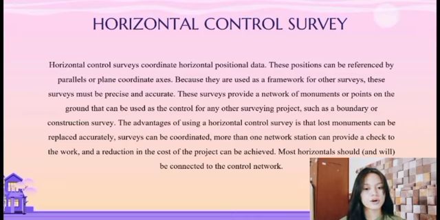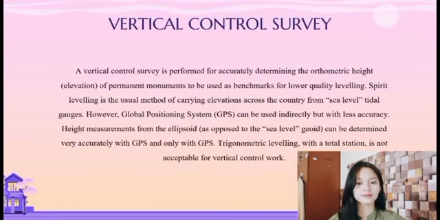The advantages of using a horizontal control survey are that lost monuments can be replaced accurately, surveys can be coordinated, more than one network station can provide a check to the work, and a reduction in the cost of the project can be achieved. Most horizontal surveys should and will be connected to the control network.